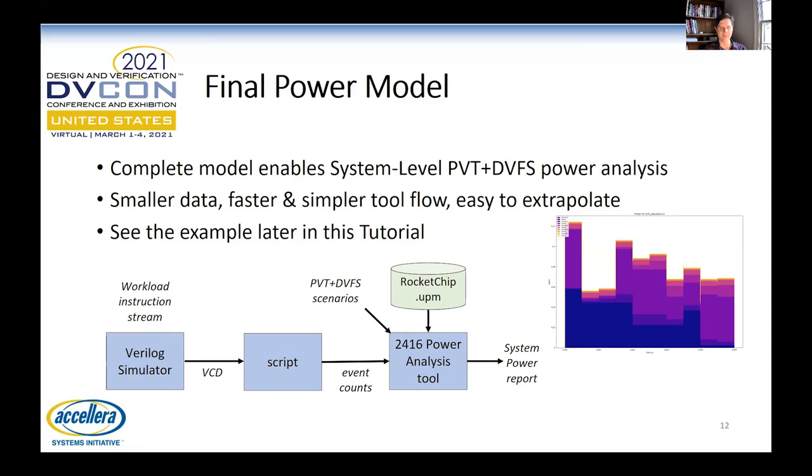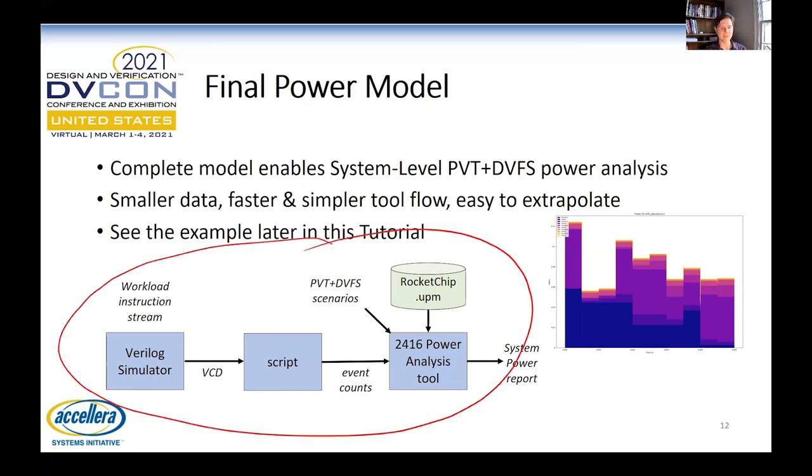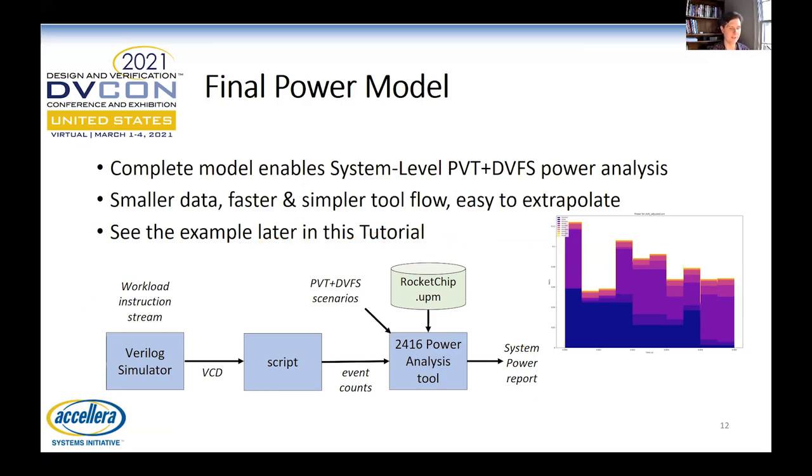It's much faster and requires much less storage than the flow I showed earlier. And because it uses a simplified flow shown here to simply count the number of events and then estimate power using this 2416 power analysis tool, it's relatively easy to extrapolate to a new process. So let me leave you with this image from the example that you will see soon that illustrates the simple flow, predicting power over time as we change these PVT and DVFS scenarios.